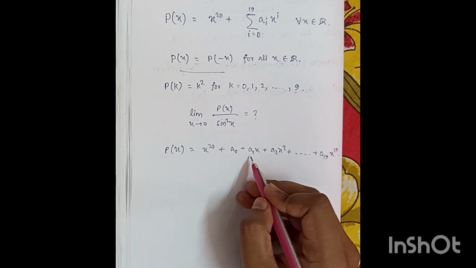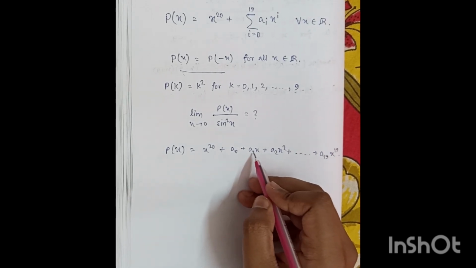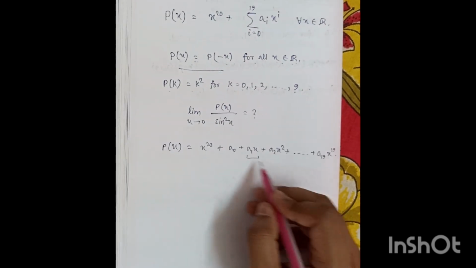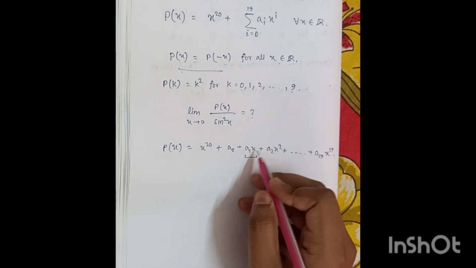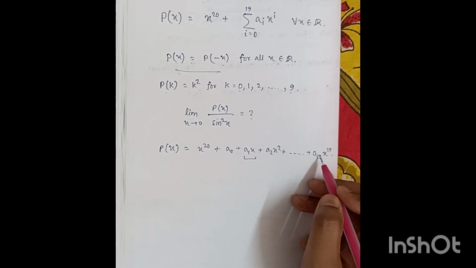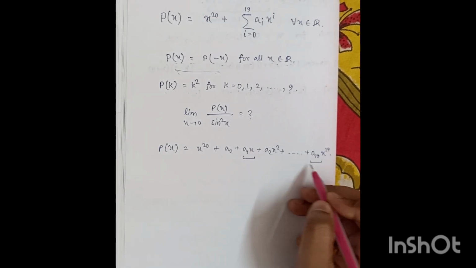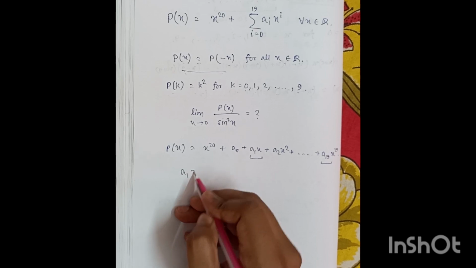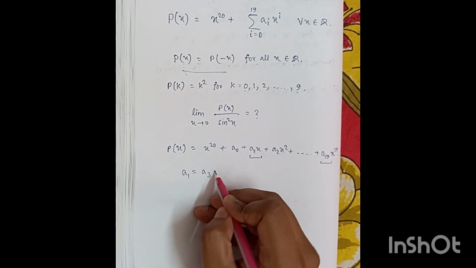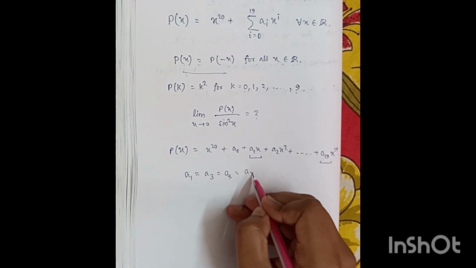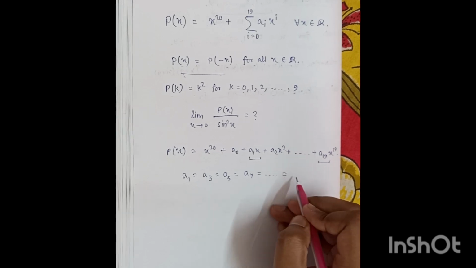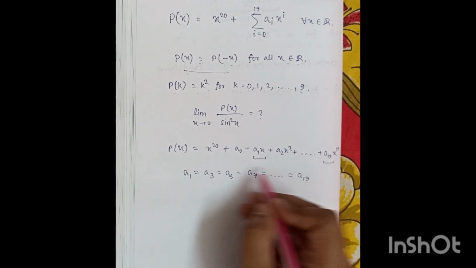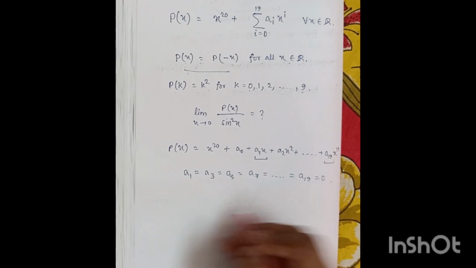So if we use the fact that P(x) is an even polynomial, then we can surely say that the coefficients of all the odd degree terms, the odd powers of x, will be 0. So the a1x term, a3x cube, and a19 x to the power 19 terms like this will all be 0. So we can say that a1 is equal to a3 equal to a5 equal to a7 and so on up to a19. All these odd coefficients will be 0.